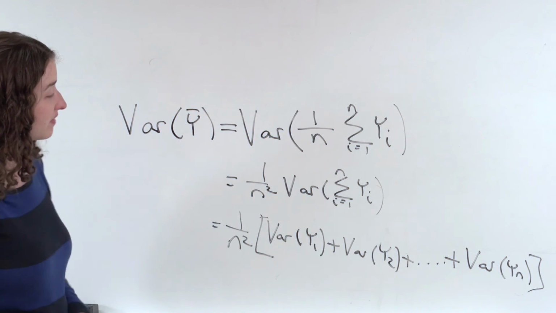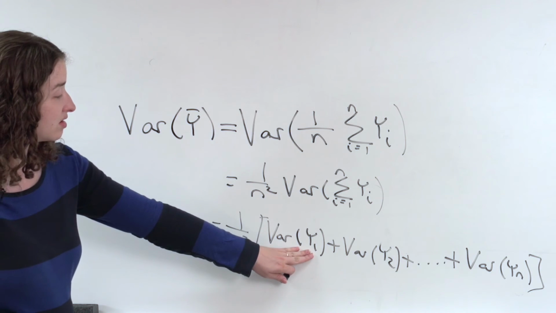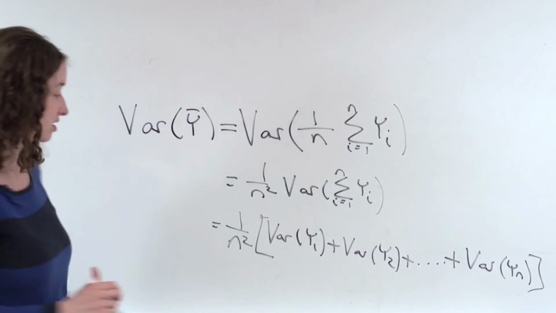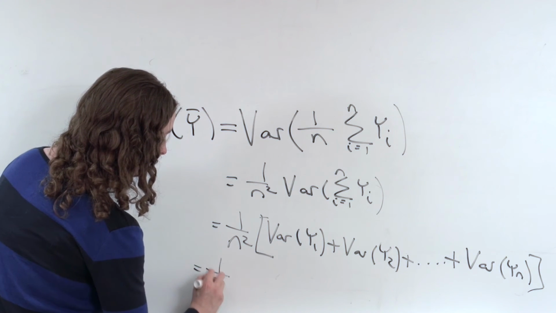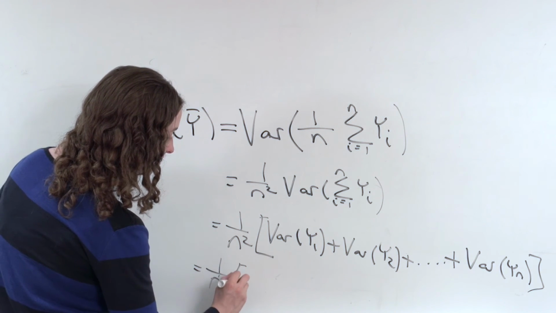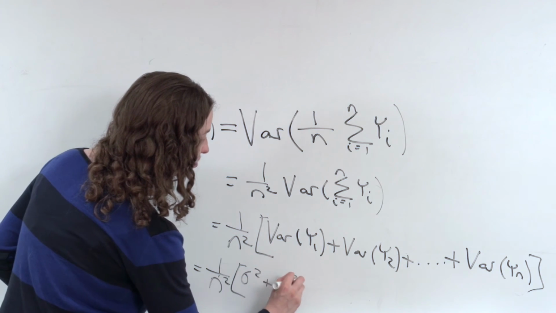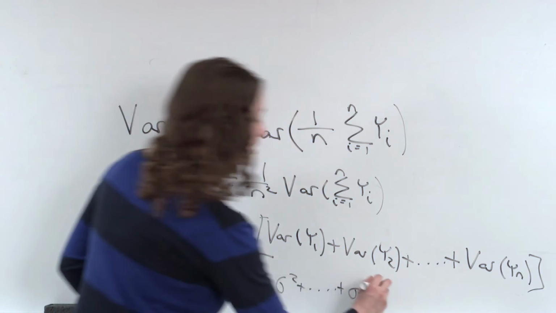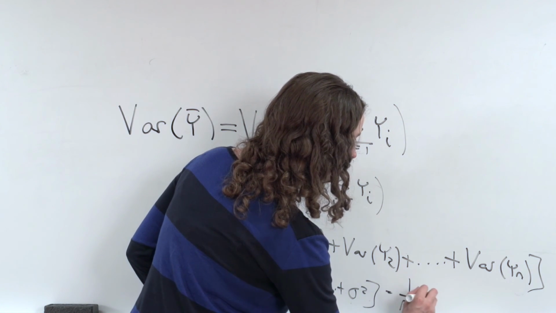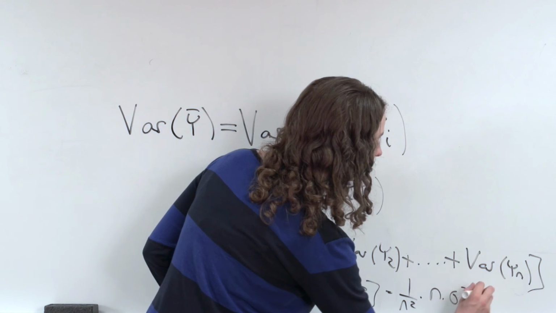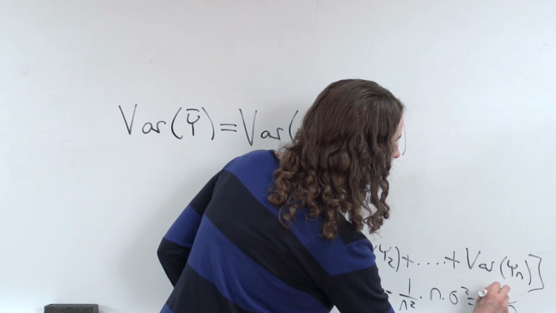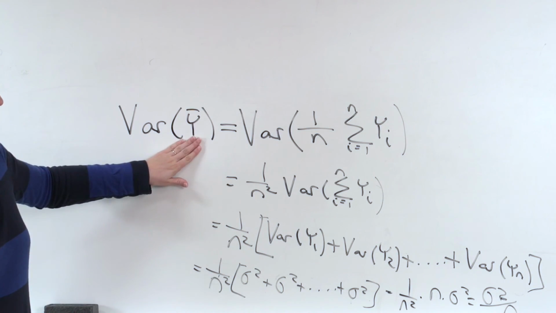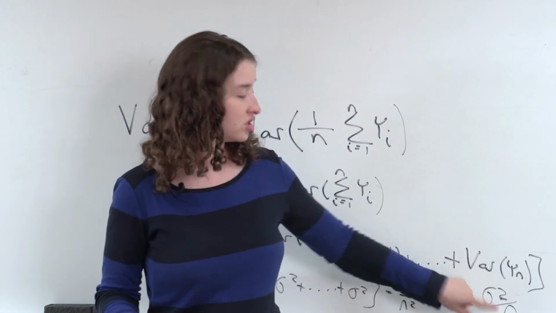The variance of any particular woman's height, any particular draw from the population, is sigma squared by definition. So this quantity here is equal to 1 over n squared times sigma squared plus blah, blah, blah, plus sigma squared, n times. In other words, this is 1 over n squared times n times sigma squared, which is equal to sigma squared divided by n, which is what we were trying to show. The variance of the sample mean is equal to the variance in the original population divided by n.